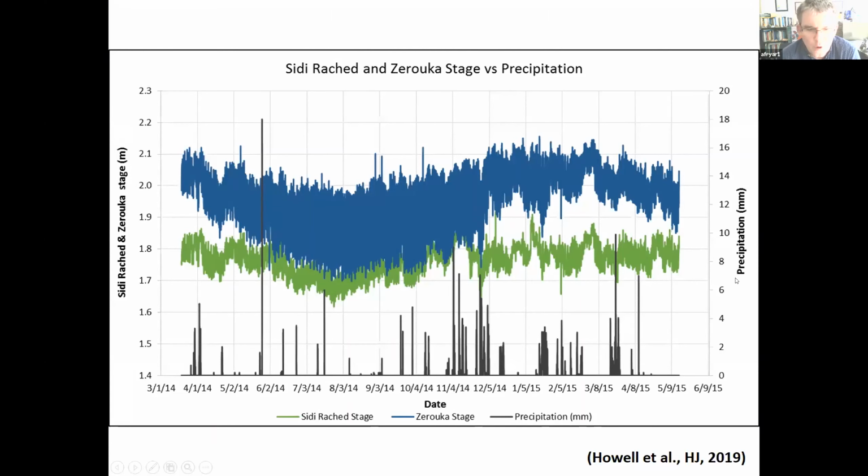This is a plot of stage for Sidi Rashid and Zaruka, shown on the left-hand y-axis, and precipitation on the right-hand y-axis. And what you can see is a sinusoidal response, again, for both springs. Note that there is a greater amplitude for Sidi Rashid, about 4/10 of a meter, than there is for Zaruka.